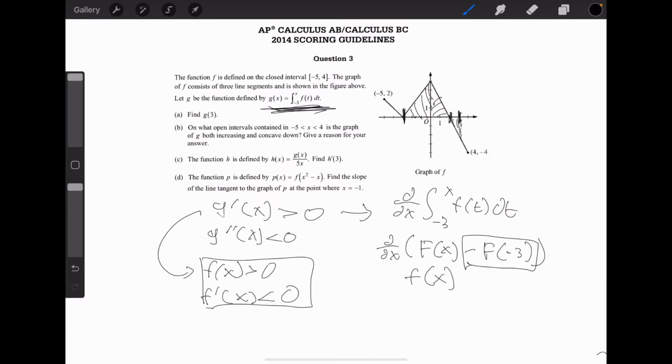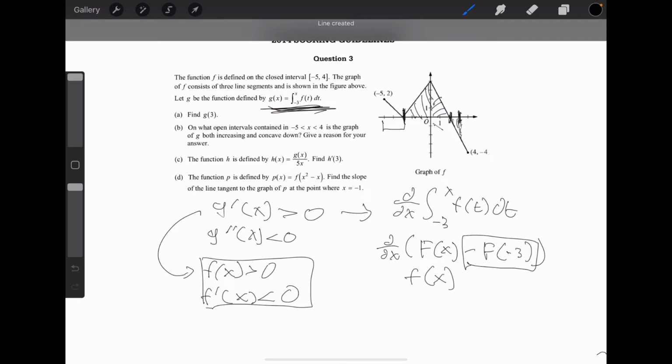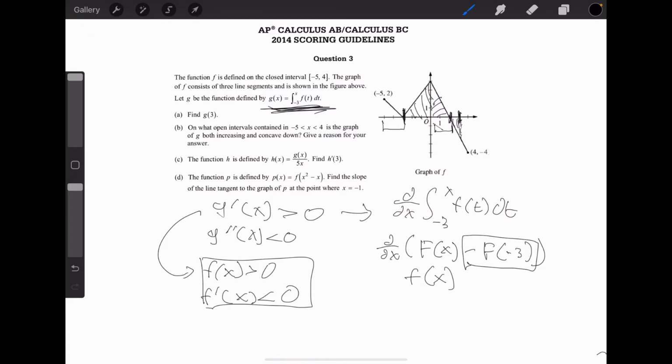Okay, so we know that on this graph, where is f of x greater than 0? Well, that means that it's positive. So we know that this part and this part, these two brackets are greater than 0, okay? So these are our intervals for now that satisfy this first condition.